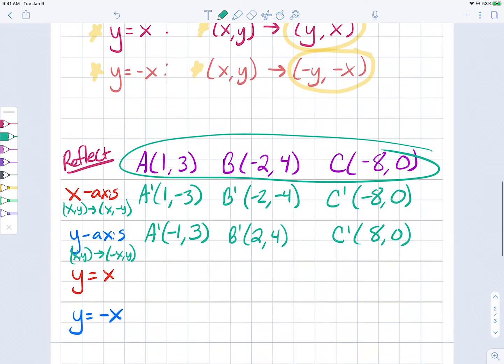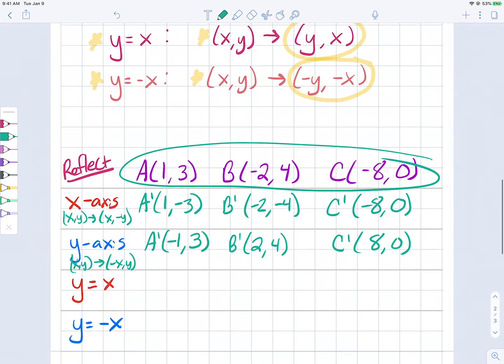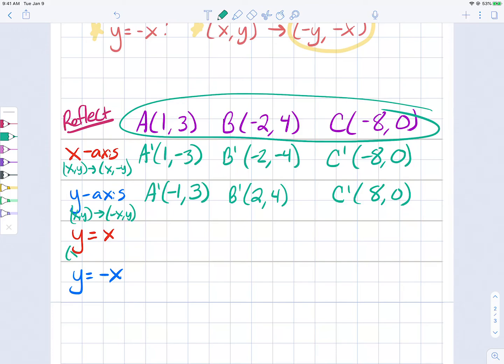Now for the line y equals x, all I have to do is change their order. So x, y becomes y, x. So if I look at my original points, A prime is going to become 3, 1. So I change 1, 3 to 3, 1. B prime would be 4, -2. Flip those around. And C prime would become 0, -8.